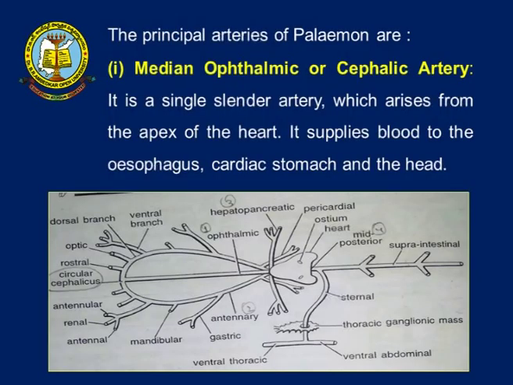So, here you have the different types of arteries. The median ophthalmic artery immediately arises from the apex of the heart over here. So, this is the heart. From the apex of the heart, it is a single slender artery, and it supplies blood to the esophagus, to the cardiac stomach and to the head region of the prawn.